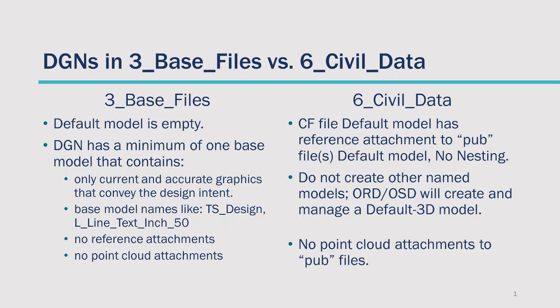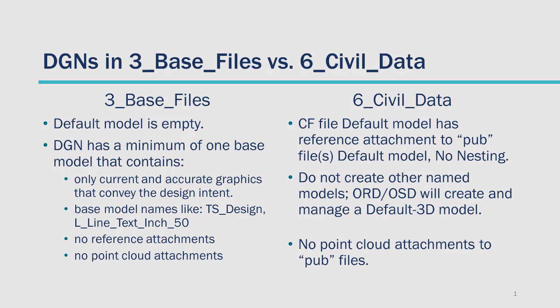We use the number 3 base files folder. Why are we using this number 6 civil data? That's because the DGN files are actually structurally different inside them. So the civil data, the DGN files that are created with OpenSite Designer and OpenRoads Designer, are going to be stored in the number 6 civil data.